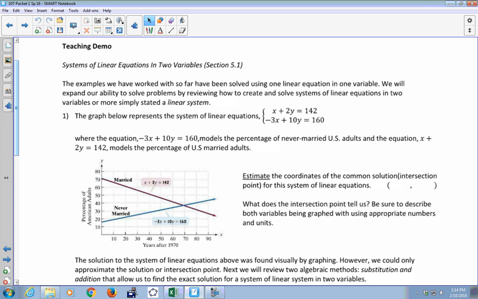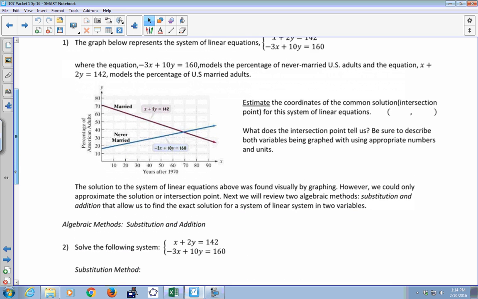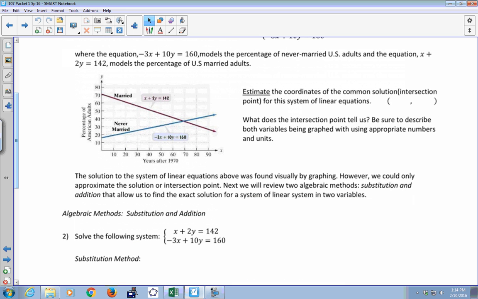So this graph represents the system of linear equations x plus 2y equals 142, and negative 3x plus 10y equals 160. The equation negative 3x plus 10y equals 160 models the percentage of never married U.S. adults, and the equation x plus 2y equals 142 models the percentage of married adults. So I want to estimate the coordinates of the common solution, the intersection point of these 2 lines. What's it look like? What are the coordinates?